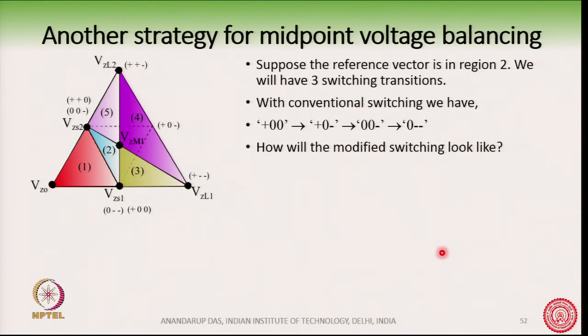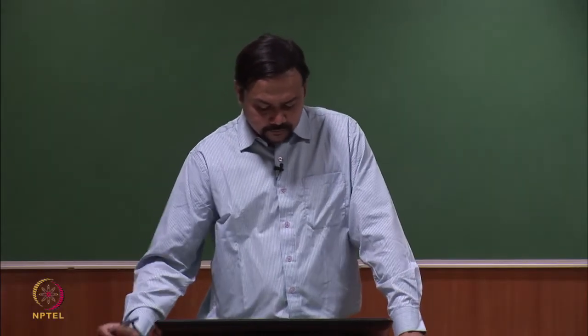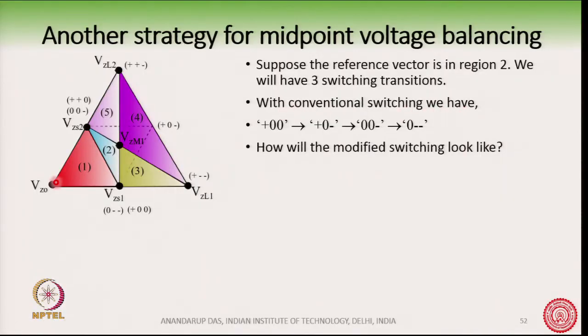So, we can see how the modified switching will look with this kind of virtual vector. With conventional switching, the reference vector is somewhere in here. Suppose the reference vector is here. We will now compare how much extra switching there is due to the virtual vector: what happens in a conventional space vector PWM for NPC, and what happens when we introduce this virtual vector.